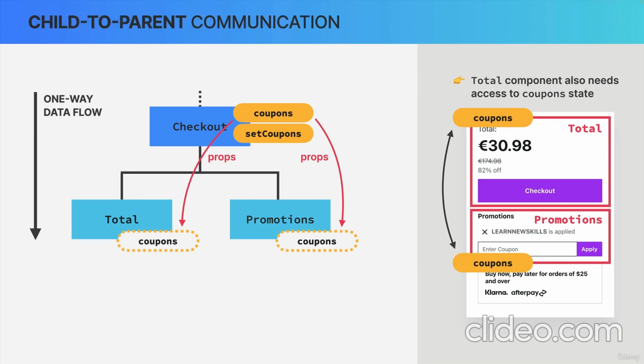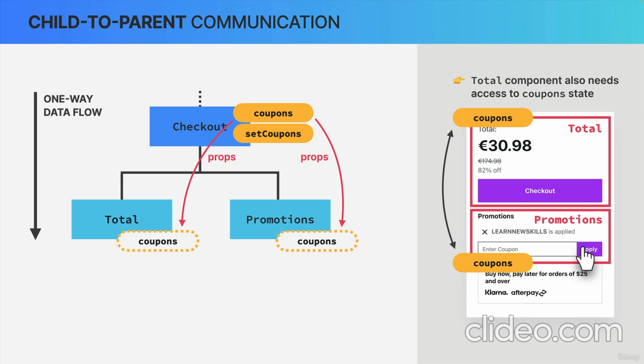But now, what happens when we want to add a new coupon to the coupon state? Or in other words, what happens when the user inputs a new coupon and clicks on the apply button? Well, we want to update the coupon state, right? But how do we do that now? Because after lifting the state up, it now lives in the parent component. So not in the promotions component anymore.